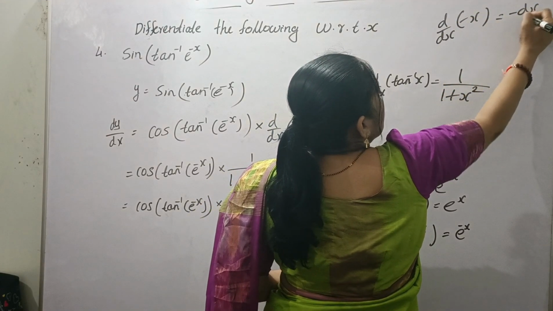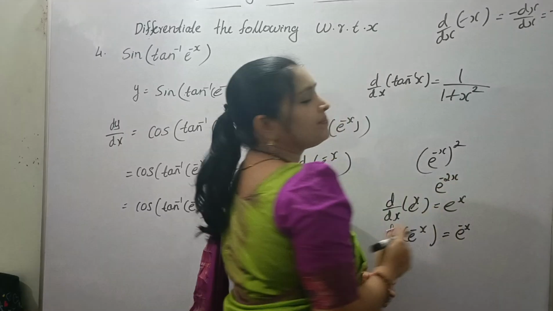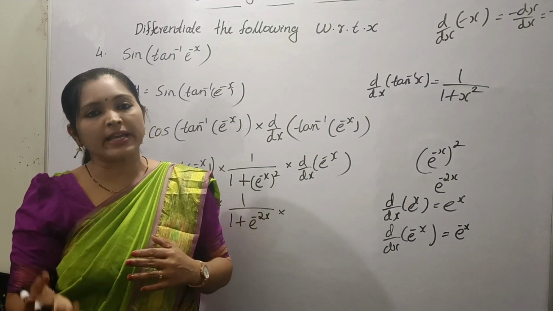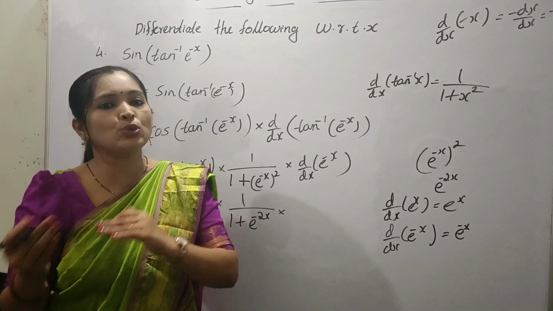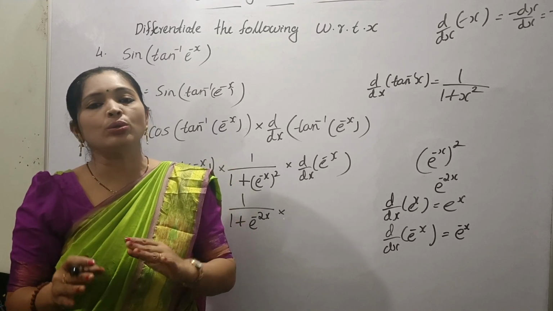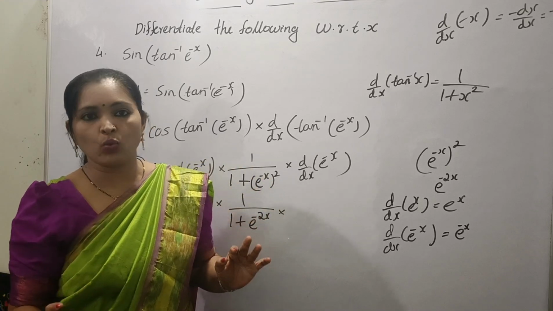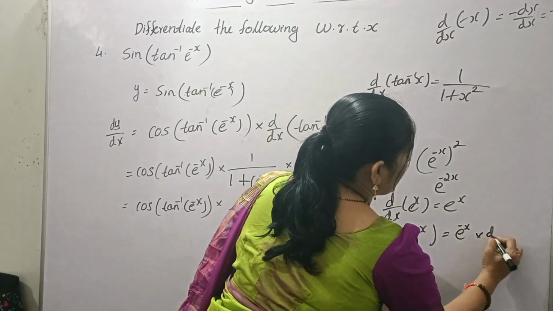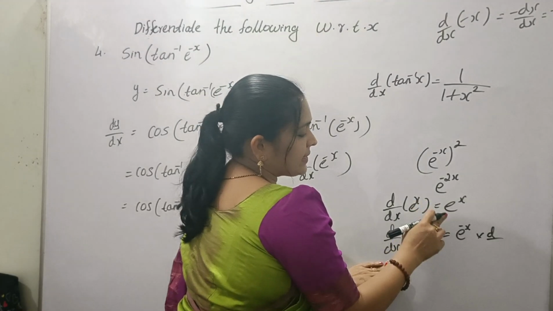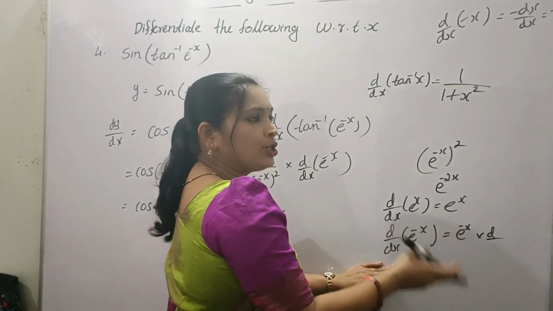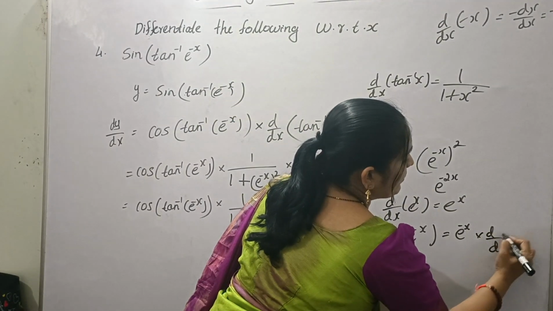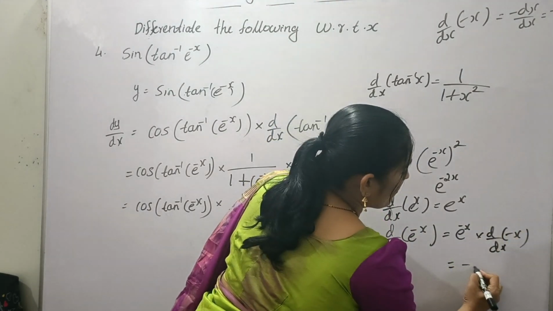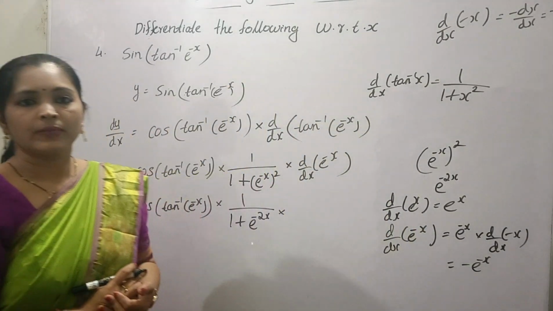That is minus dx by dx, that is minus 1. Right? D by dx of x is 1, so d by dx of minus x is minus 1 into dx by dx, that is minus 1. So d by dx of e raised to minus x is e raised to minus x into derivative of minus x, which is minus 1. So minus e raised to minus x.